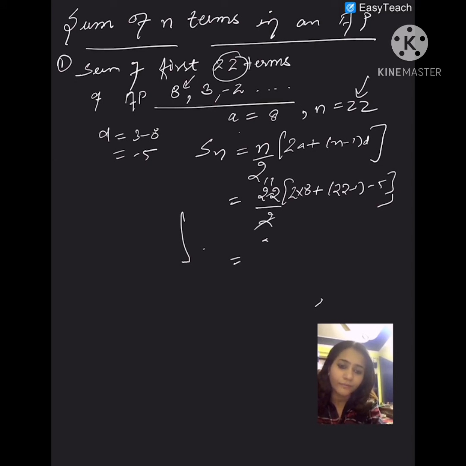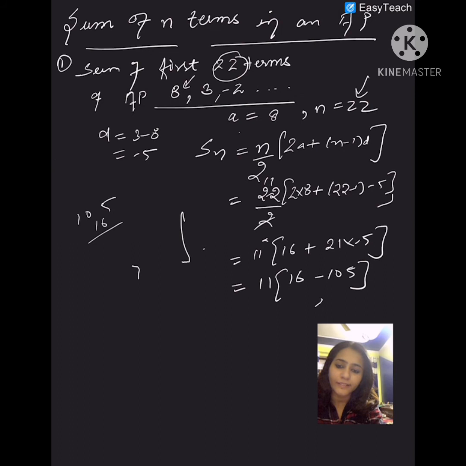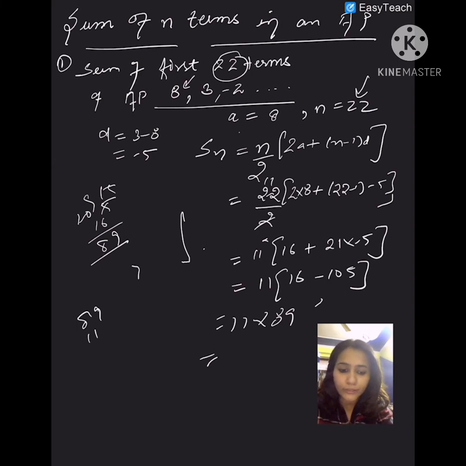Now 2 into 11, 8 2s are 16, plus 22 minus 1 is 21 into minus 5. Okay, so 11 into 16 minus 105. 21 5s are 105. So 105 minus 16, let's see what it comes out to be. This is 89. So 11 into 89. Now 89 into 11 is 979, so the sum is minus 979.